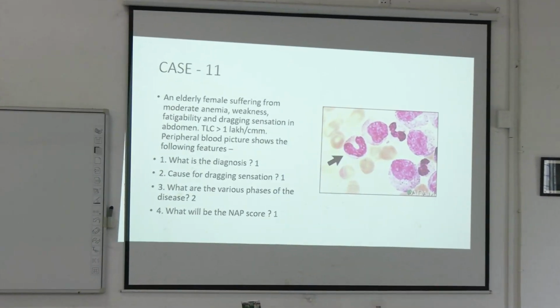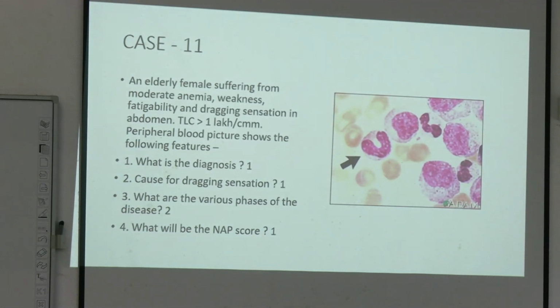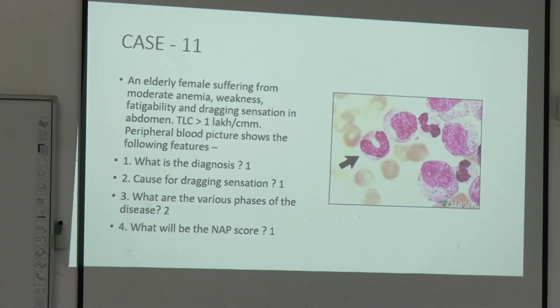Total leukocyte count is 1 lakh per cubic millimeter. What is that? Quickly, okay? Total leukocyte count. What is the diagnosis? CML. Cause for dragging sensation? I told you. What are the various phases of the disease? Chronic phase, accelerated phase and blast phase or blast crisis.